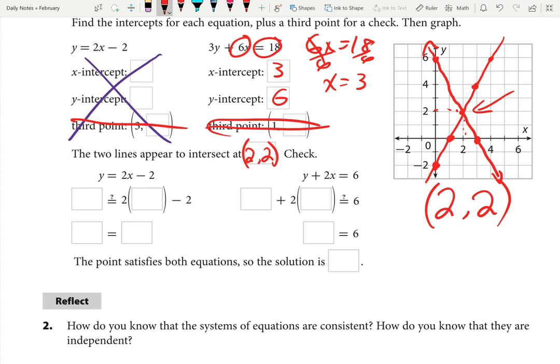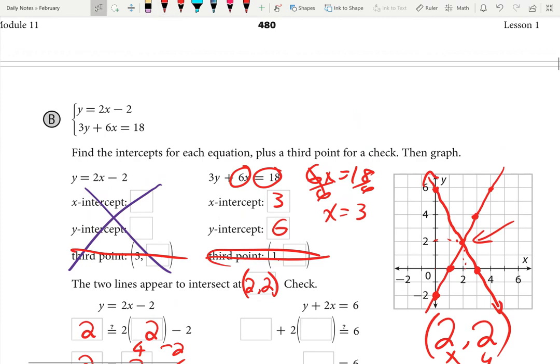Now the last part is just checking your answer. If you're curious to know if you did it correctly, you can plug the x and the y into the equations and see if they fit. So for example, let's plug the 2 in for the y here and the 2 in for the x here, and we'll see what happens. We end up with 2 times 2, which is 4. So that becomes 4 minus 2, and 4 minus 2 is 2. And that, of course, equals 2. So 2 equals 2, that checks out.